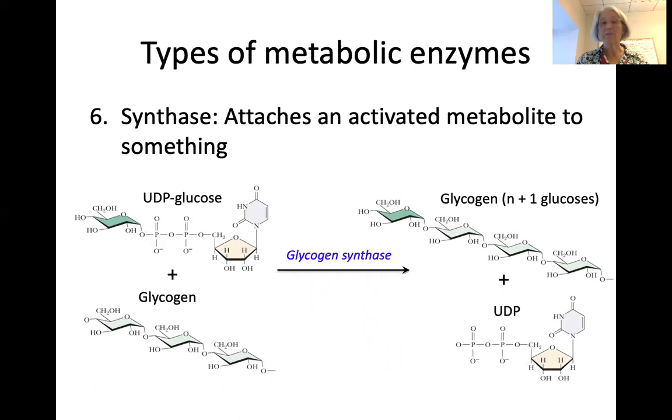An example of this is glycogen synthase. Glycogen synthase uses UDP glucose, that's the active form of glucose, here's the glucose attached to UDP, and transfers the glucose onto glycogen to increase the size of glycogen. That's glycogen synthase, and UDP is released.